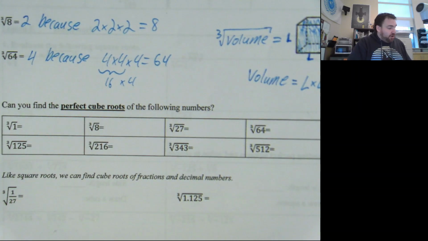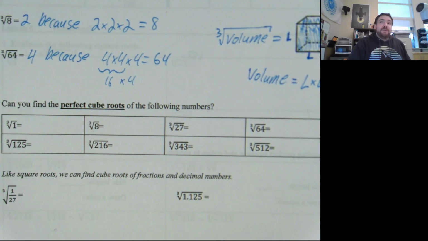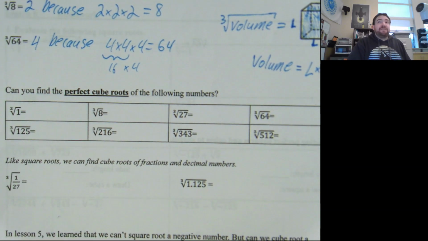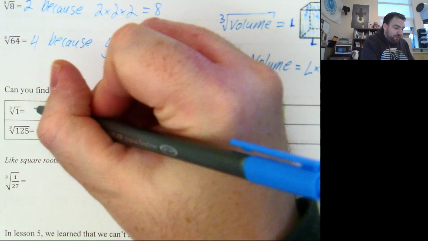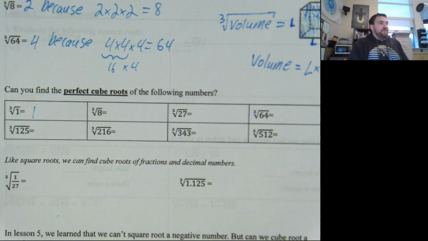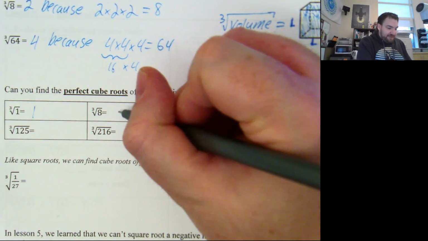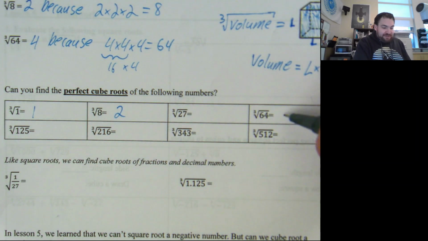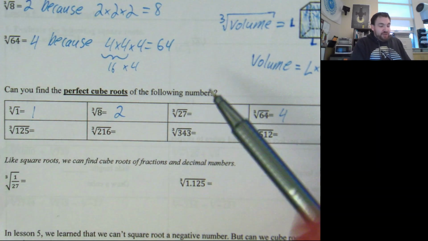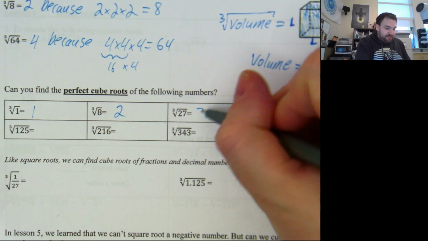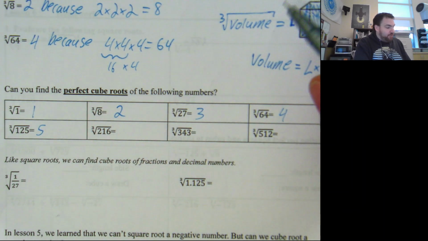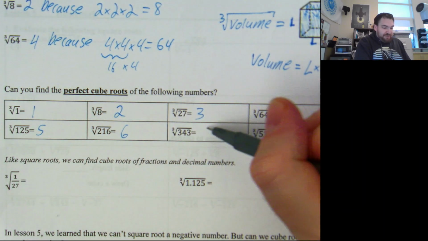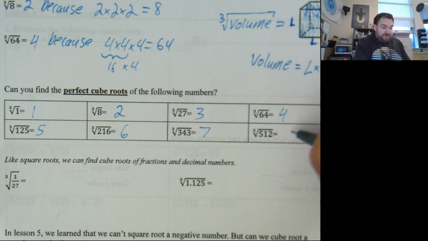So these are the first 8 perfect cubes. You don't have to memorize them, though it will make your life a little bit easier to do so. The cube root of 1 is 1, because 1 times 1 times 1 is 1. This guy we saw already was 2. This guy we saw already was 4. And the rest of these are just going to fill in order. The cube root of 27 is 3. The cube root of 125 is 5. Cube root of 216 is 6. 343 is 7. And 512 is 8.